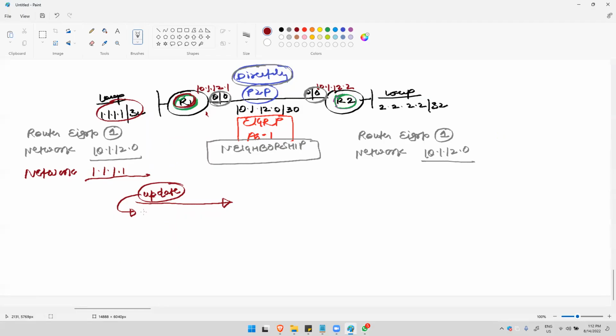Inside the update, router 1 says I am sending a null update. In the null update, we are sending a sequence number and an acknowledge number. Sequence number is 1, acknowledge number is 0. Why does the sequence number start at 1?